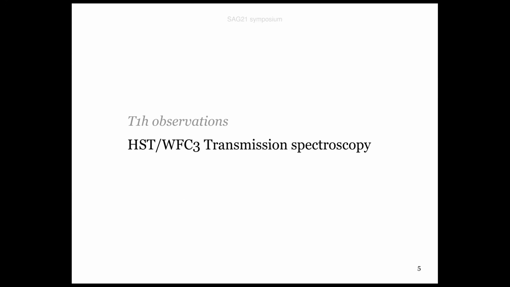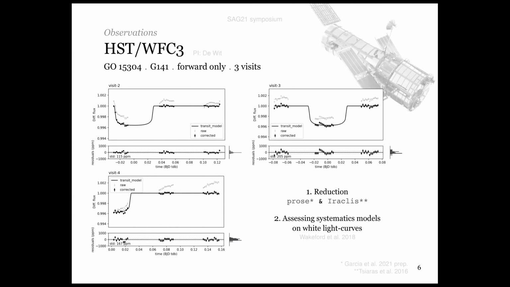So we have some transmission spectroscopy with the Wide Field Camera 3. We have 3 visits, so 3 transits of Trappist-1h obtained with the GRISM 141, meaning that we have time-resolved spectra, extremely interesting measurements. What you see here is the white light curve. The white light curve was obtained by going through the reduction of the raw products in 2 different ways, only to remove a bit of the bias of our analysis.